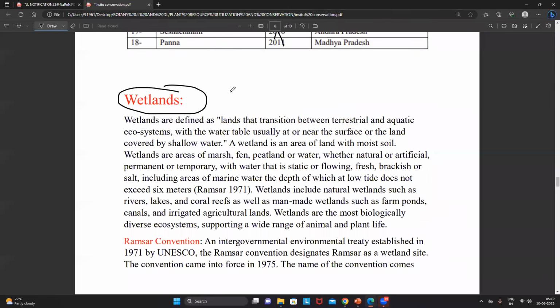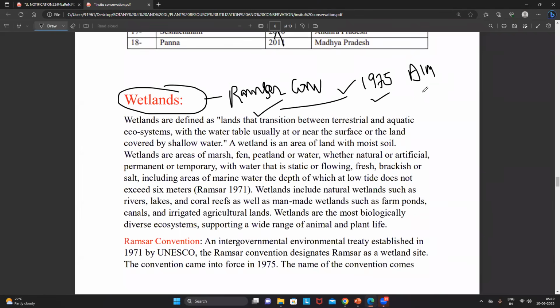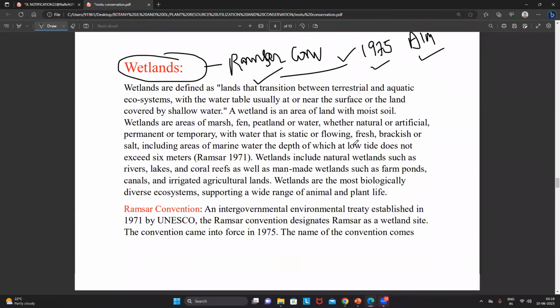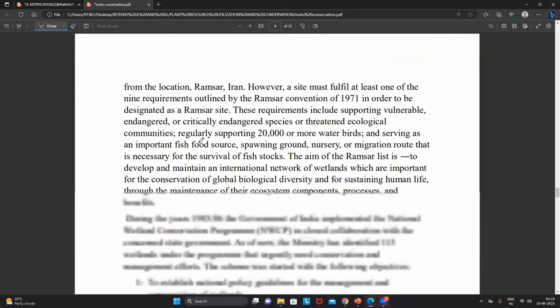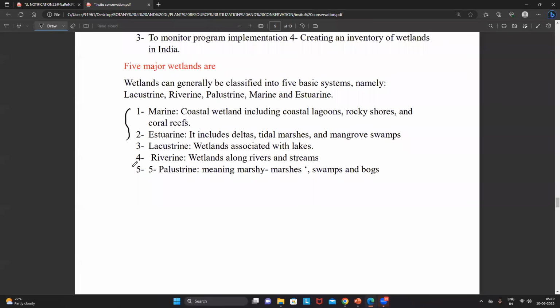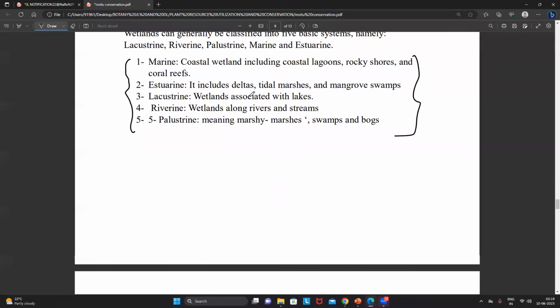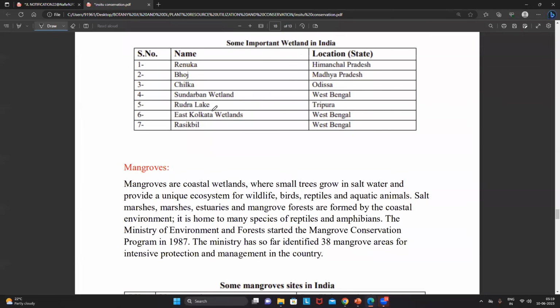When you are reading the wetlands, compulsorily remember what is the Ramsar Convention, which year the Ramsar Convention started, and what is the aim. Nothing else. Please mute your mics. What is the Ramsar Convention? Which year was it started? And what is the aim? Then followed by the five major wetlands I just mentioned here. These are all the five major wetlands. Nothing else to remember. These are all the famous wetlands in India.